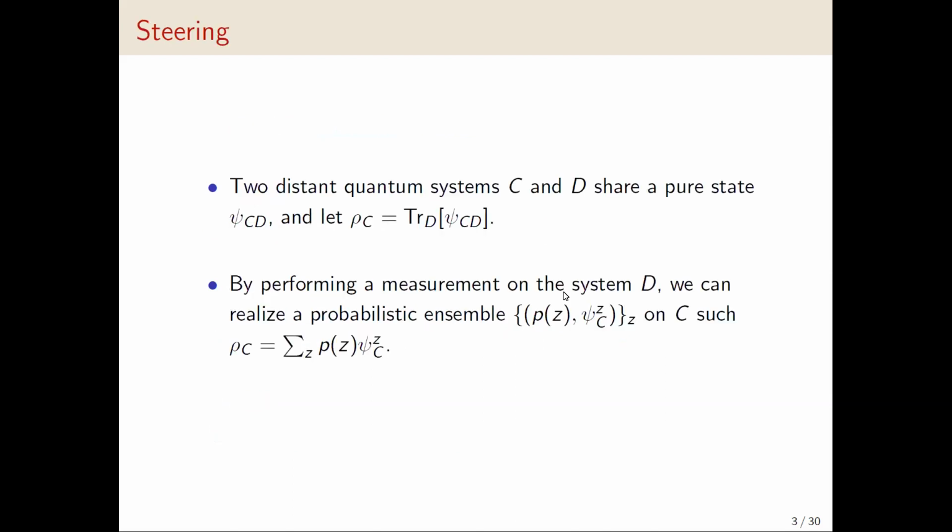Suppose two distant parties C and D share a pure state psi, and the reduced state is rho. By performing a measurement on D, we can realize a probabilistic ensemble, with probabilities p(z) and states psi_z on C, such that the reduced state is the sum of the products of the probabilities and the states. This is what steering is. Depending on the measurement, the states and the probabilities will change, but the overall total state will not.